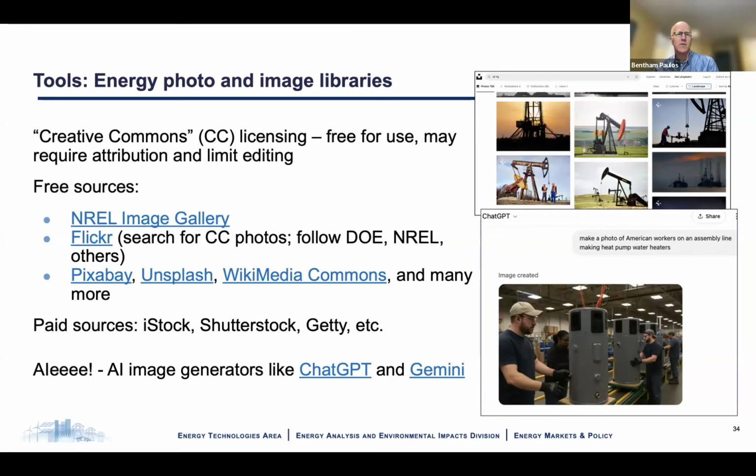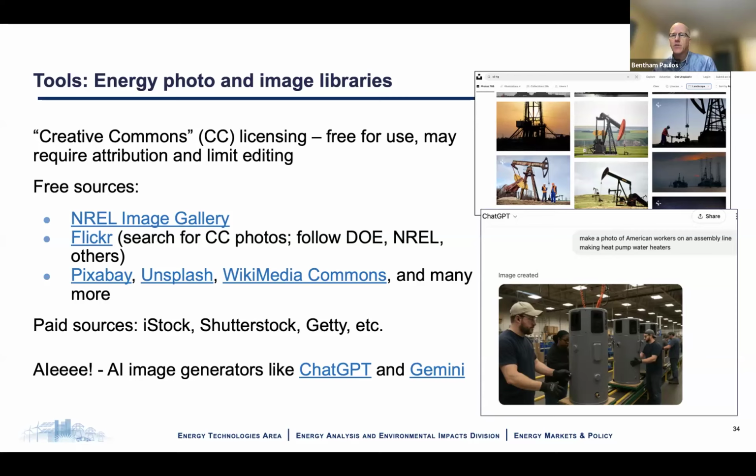Creative Commons stuff, there's a lot of it on Flickr, which is a popular photo site. You can search by different licensing statuses on Flickr. The NREL has an image gallery on their site. And then there are a lot of image sites that are either free or paid. Pixabay and Unsplash are a couple. Wikimedia Commons is all free stuff under Creative Commons. And then there are plenty of paid sources like Shutterstock and Getty and so on.